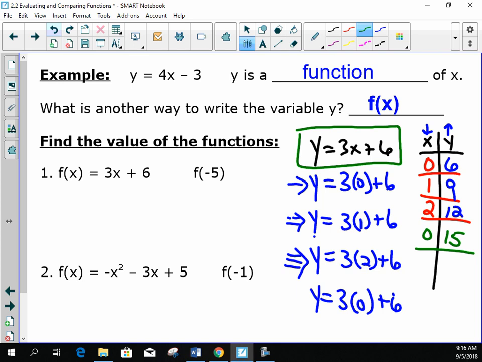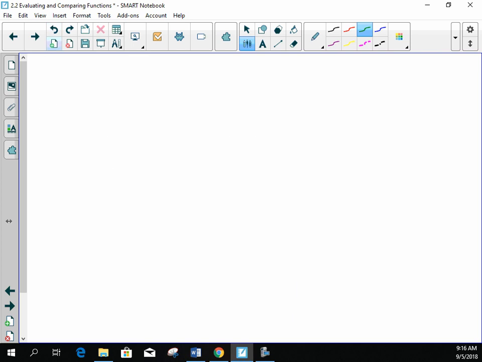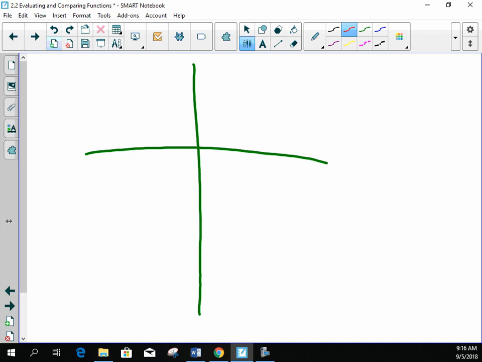Because if I get 6 right here, right, if I put 0 in and I get 6, okay, it is a function. But somehow I put 0 in and got 15. That means I'm not dealing with a function. What does that look like? Well, here is your x and your y, okay? What values for x did I have? I had 0. When x equals 0, y equals 6.